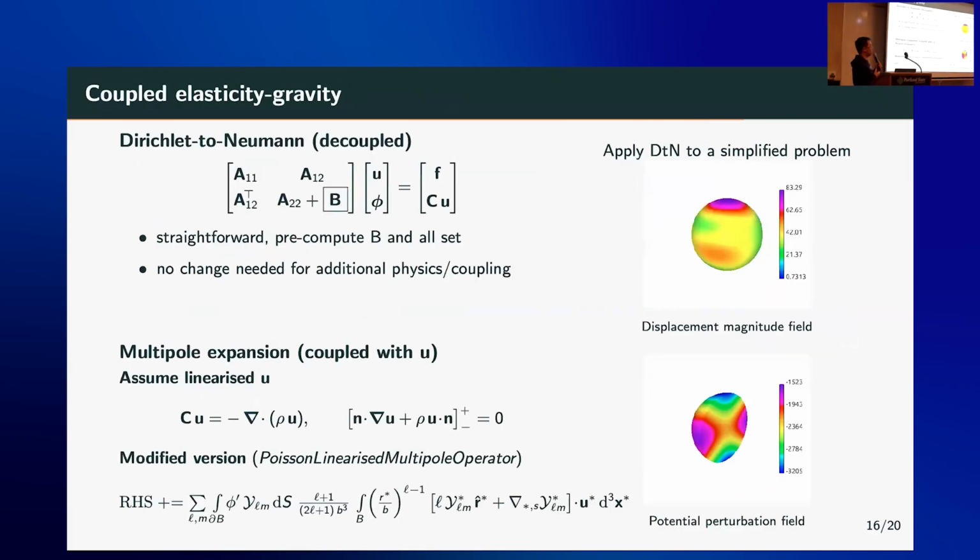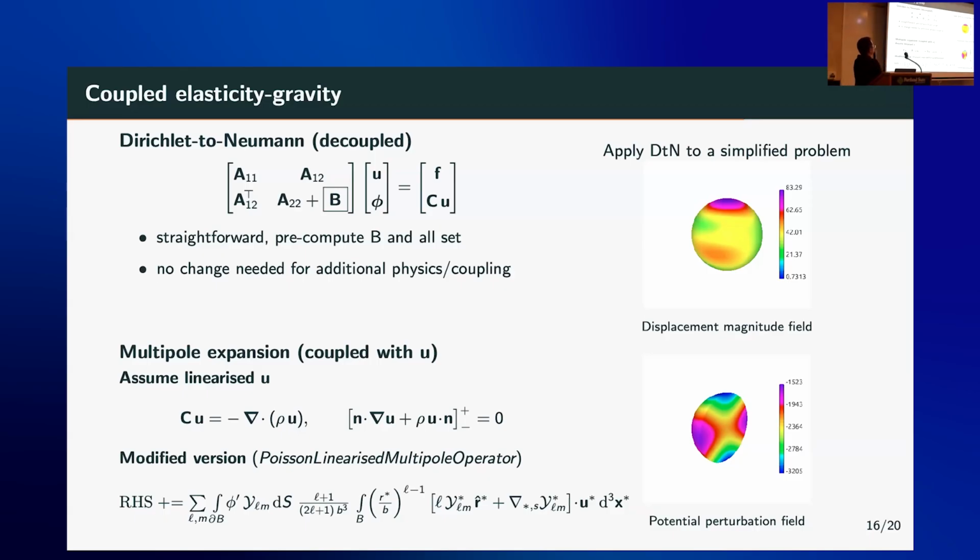And then we wonder how it will behave in a coupled problem. Here, this problem represents that the first line is the elasticity equation, and the second line is the Poisson equation for gravity. So they are coupled, and we can see that when we apply the DtN operator, the net effect is just adding it to A22, and everything is decoupled. When you're adding more physics for a multi-physics problem, you don't need to do anything more. You just keep your B and add it to the Poisson operator.